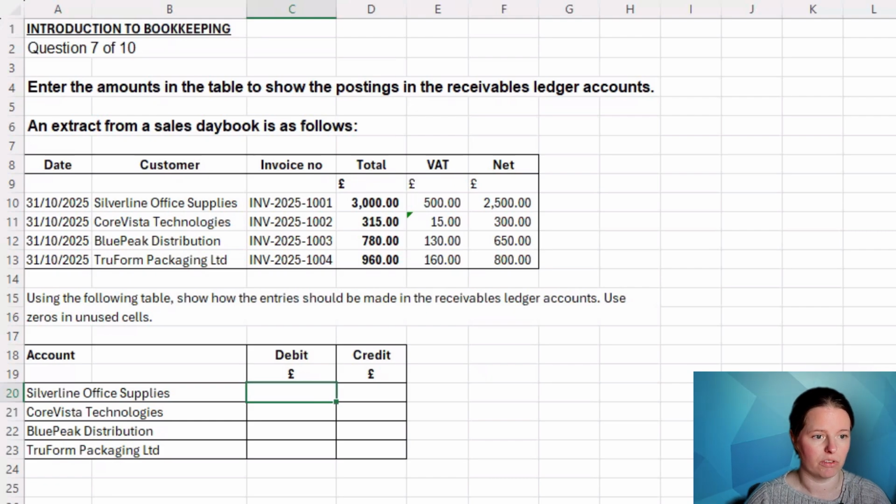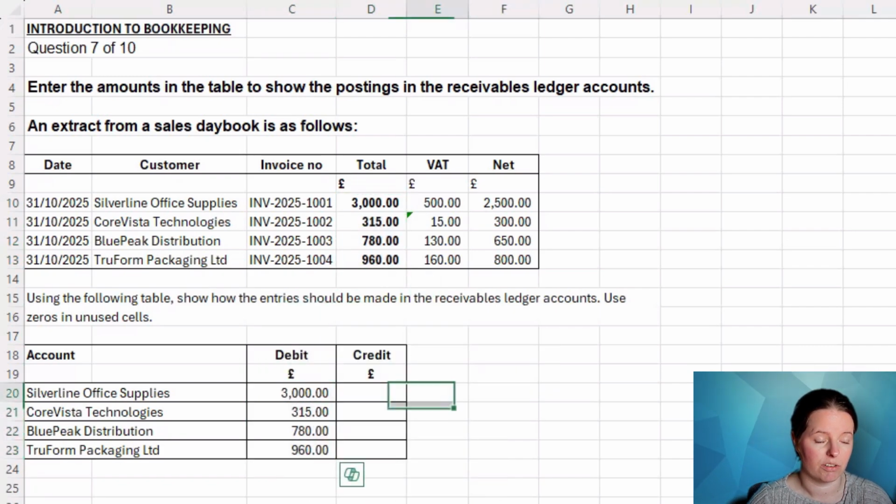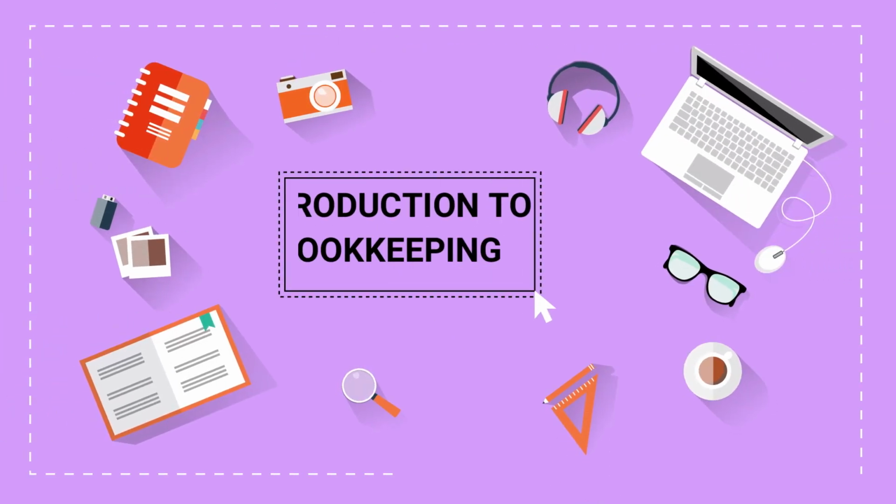And the totals that they owe are £3,000, £315, 780 and 960. And as you can see here, none of these are negatives. So we can quite simply copy this into here, like you can see there. And that is correct. So they're all debits because, again, they're assets, amounts owed to us, as opposed to liabilities. So let's move on to question number 8.